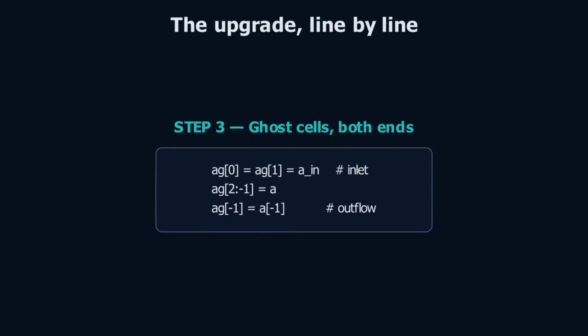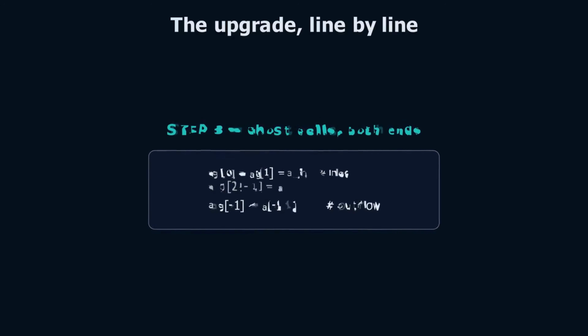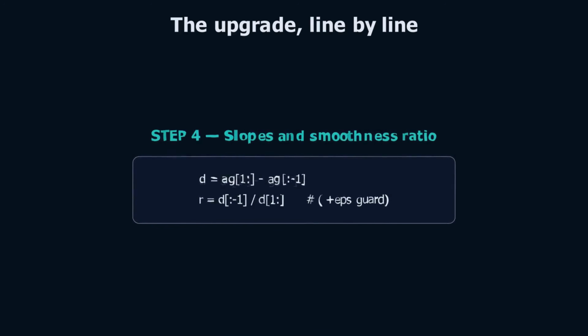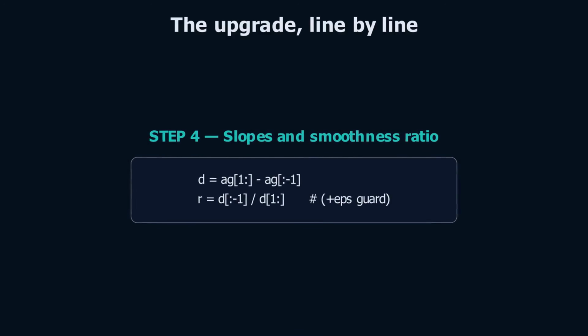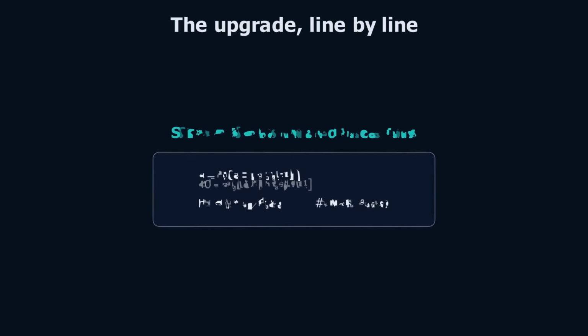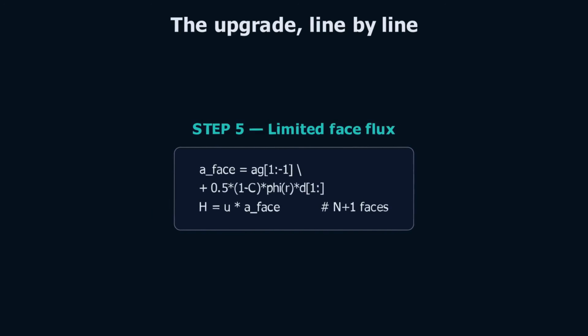Step 4, slopes between every neighboring pair, then the smoothness ratio R, upstream slope over local slope, with a tiny epsilon guarding the division. 2 NumPy lines for the entire field. Step 5, the limited face value. Upwind value, plus the dialed fraction of the Lax Wendroff correction. Multiply by U and these are the fluxes at all 401 faces.